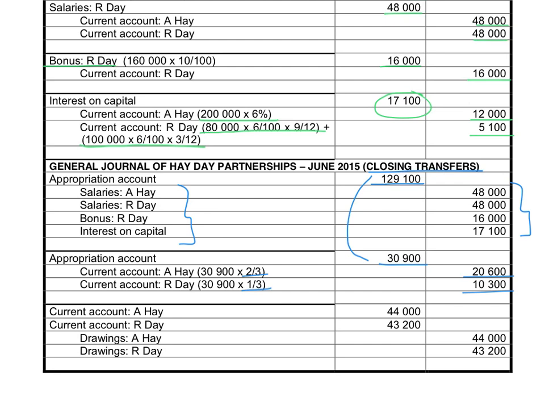Then you will do the closing transfers to close off the expenses to the appropriation account and to transfer the profit from the appropriation account to the current account. We will then transfer the drawings from the drawings account to the current account so that we can calculate a balance in the current account and determine what is the closing balance. Did the partner take more money than he's entitled to, or does the business owe him money at the end of the year?